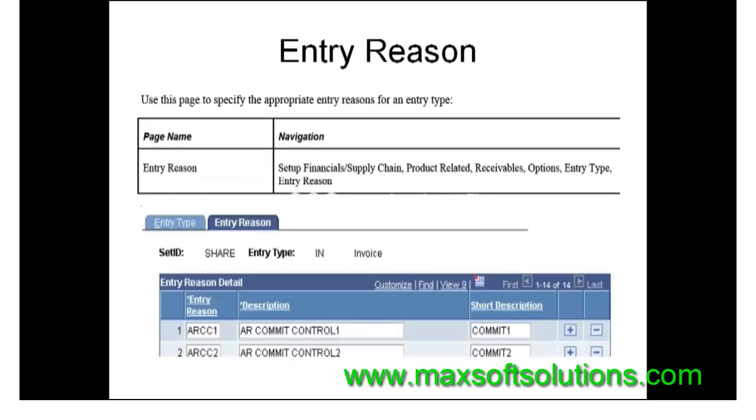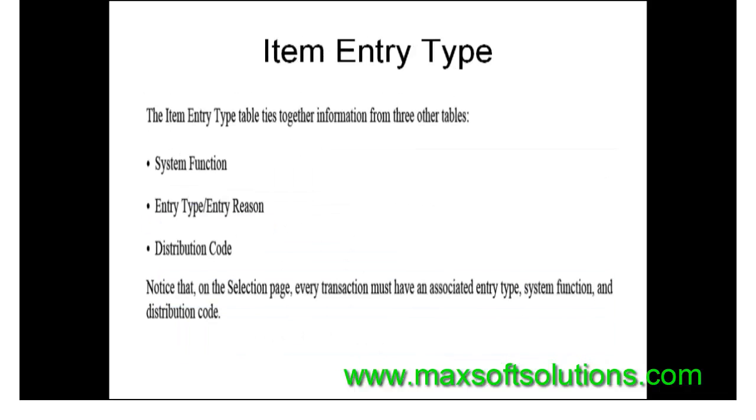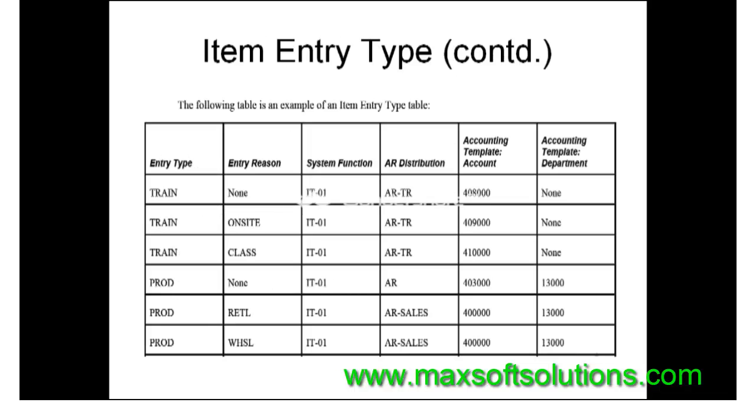Entry reason is again an important one. And the item entry type, again, basically collates all the setup that we did before: the entry type, system function, and the distribution code. All these things club together, and this is the item entry code that we will use to enter the item within the accounts receivable module, so that it processes appropriately for further processing.